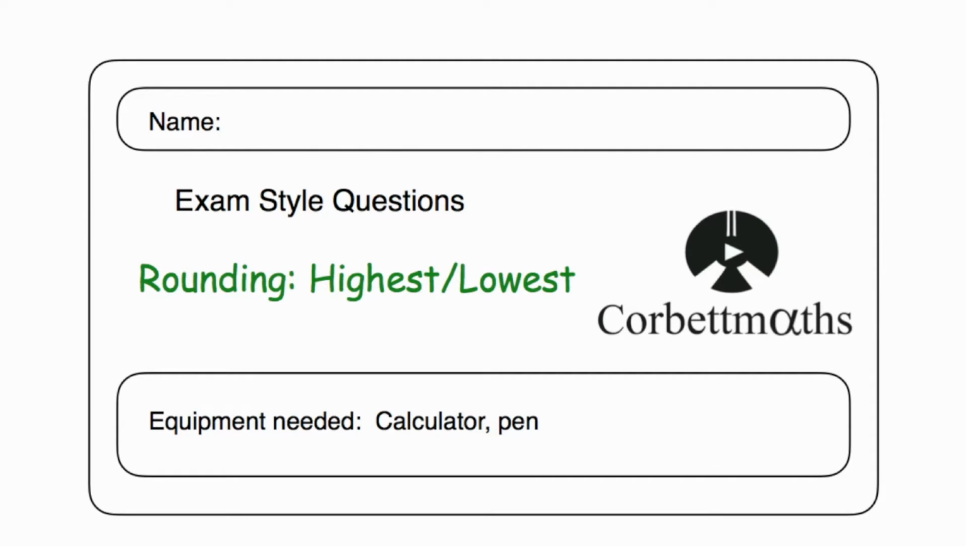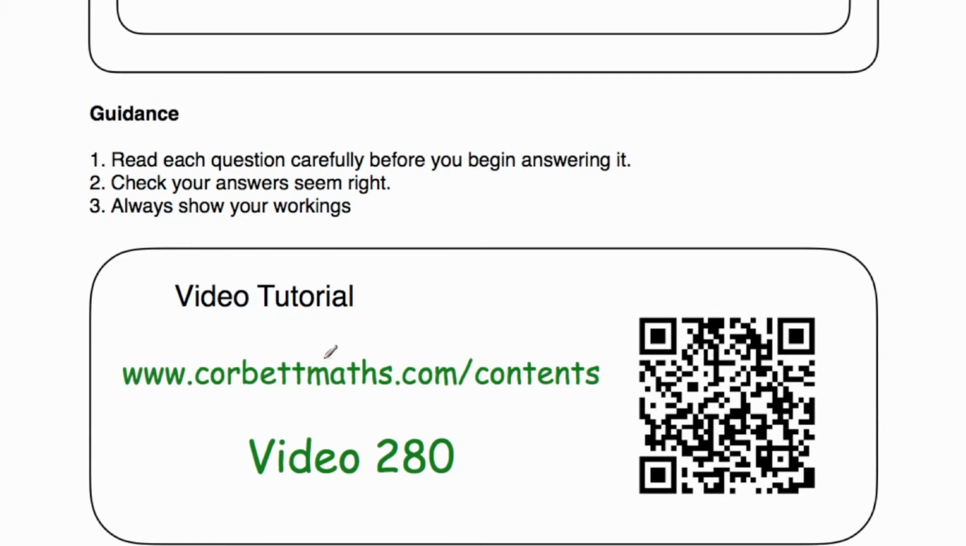If you want the video tutorial on that, go to corbettmaths.com and scroll down to video 280, there's the video tutorial on finding that lowest possible value or highest possible value for discrete data. Alternatively, you could scan this QR code and it'll bring you straight to that video.